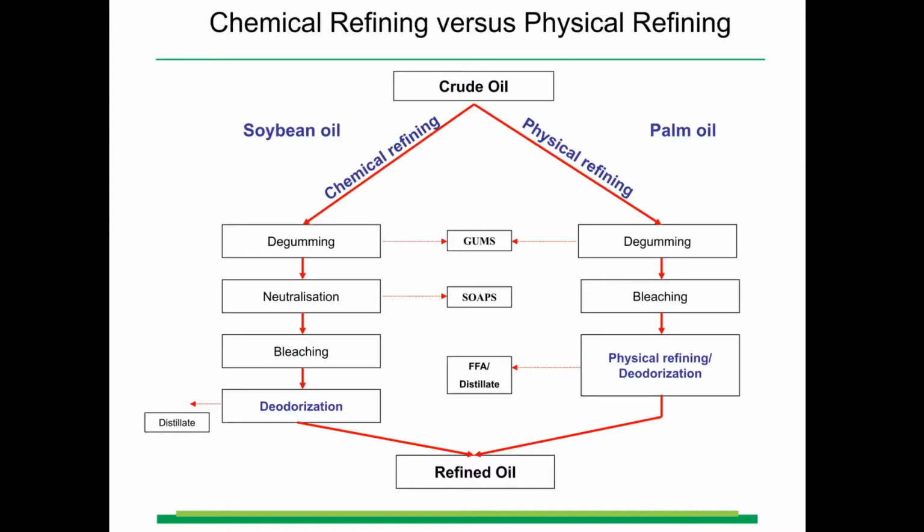This slide shows the difference of processing of the 2 major edible oils globally, which is soybean oil and palm oil. Soybean oil is normally refined using caustic or sodium hydroxide solutions to neutralize the free fatty acids, and palm oil uses physical refining to remove free fatty acids by distillation.